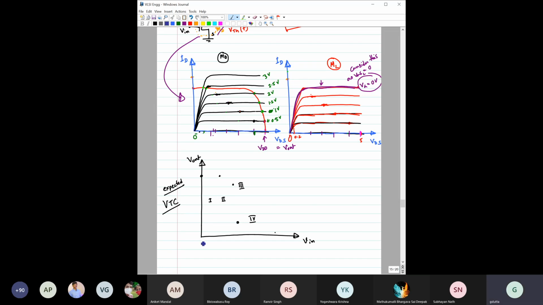Okay, so let me see who can help me. Say we are increasing the V in voltage. Please tell me what is happening in each and every step. Who wants to volunteer? Akshay, would you like to?